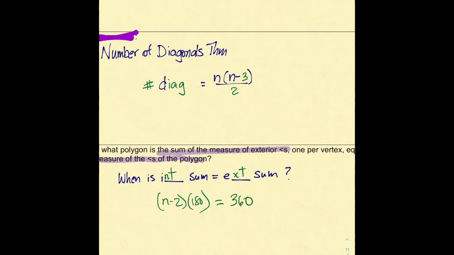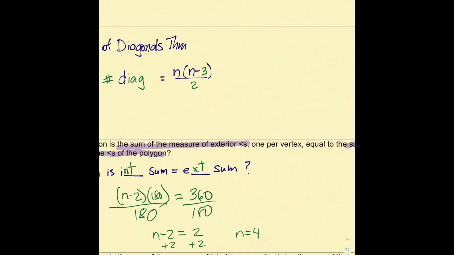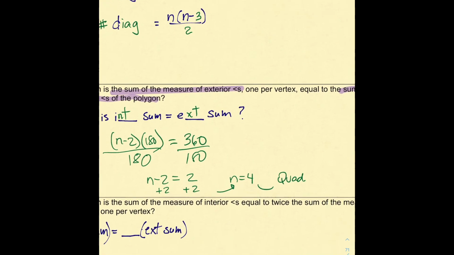So to solve it, again, we would divide by 180, and we would get n minus 2 is equal to 2. Add 2 to both sides. And now notice we have n equals 4. What type of shape is this? This is a quadrilateral.